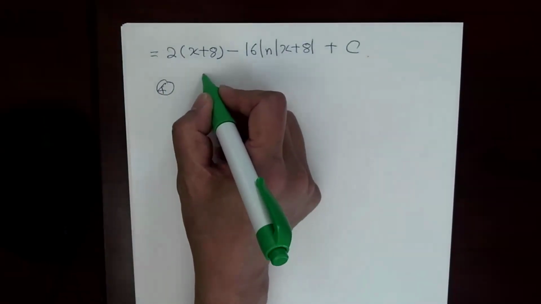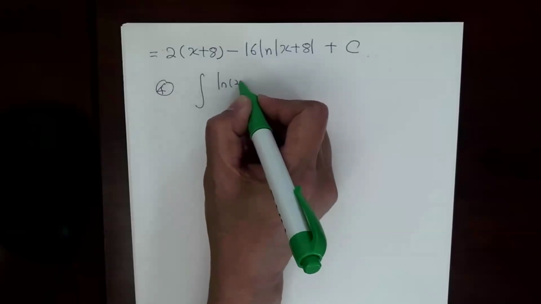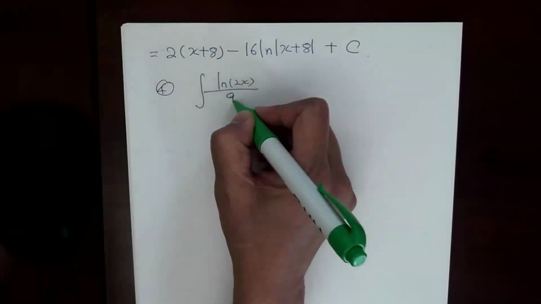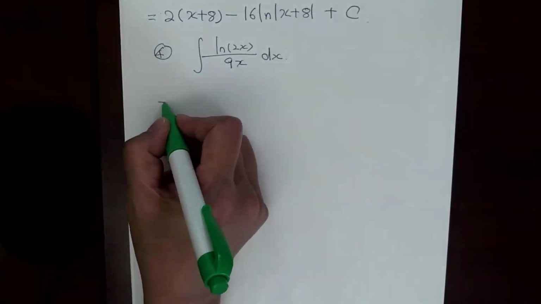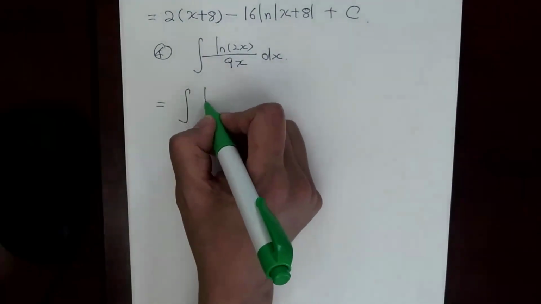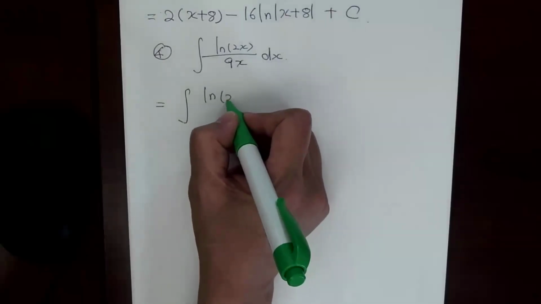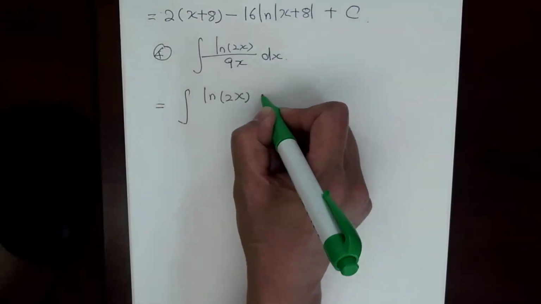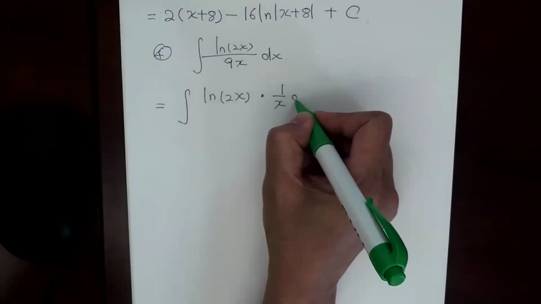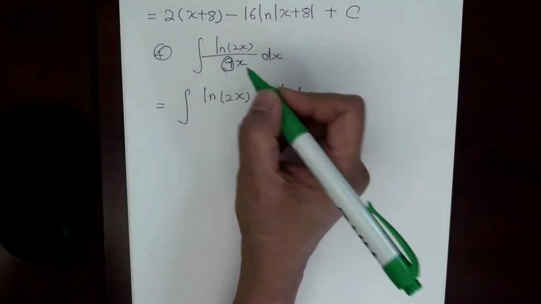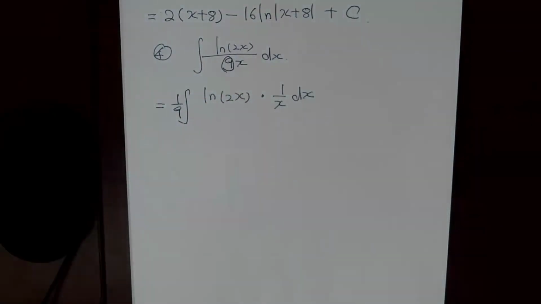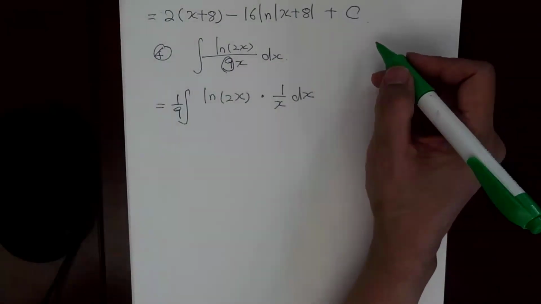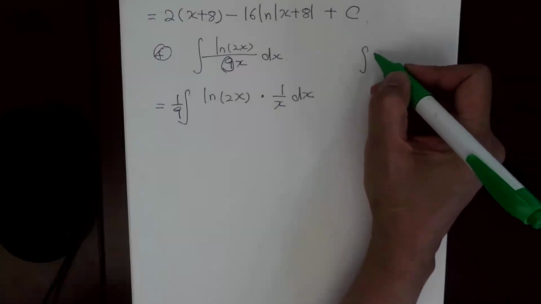The next problem is integration natural log of 2x over 9x dx. We can rewrite it as integration 1 over natural log of 2x times 1 over x dx, but 9 is multiplied here, so 1 over 9 will be written in front of the integration. Then what you know is integration.